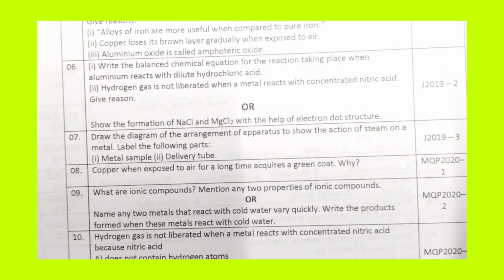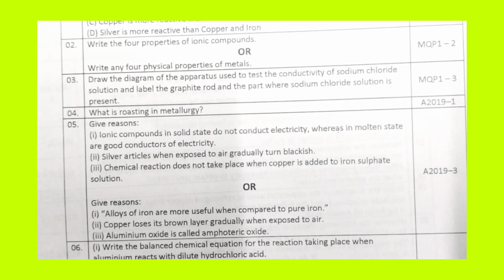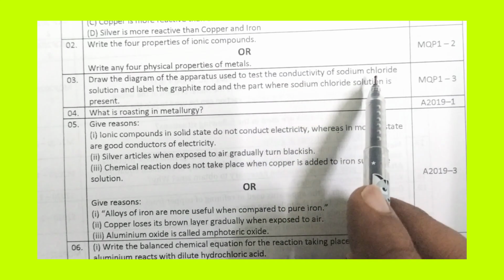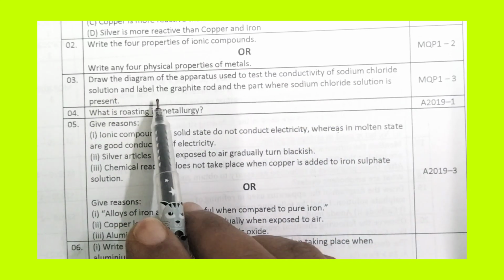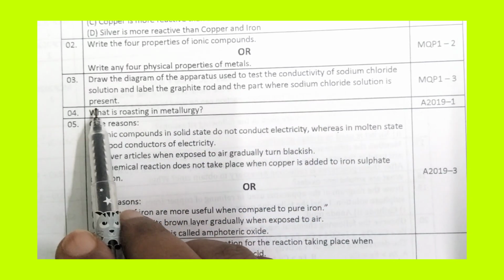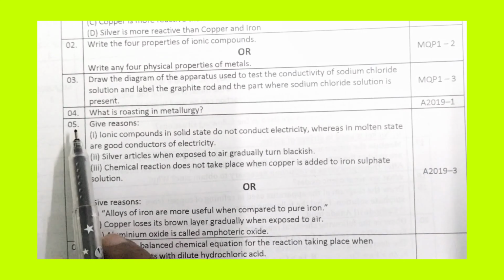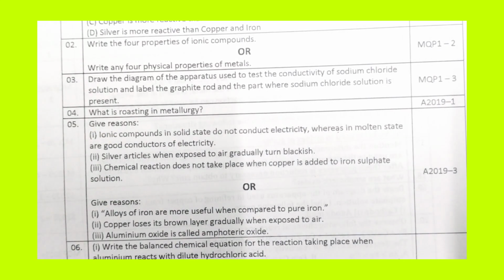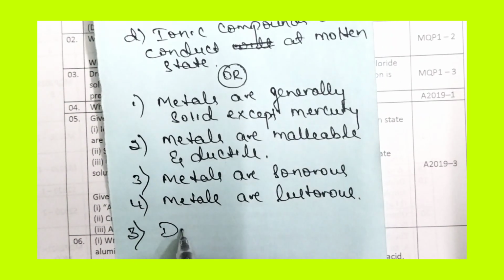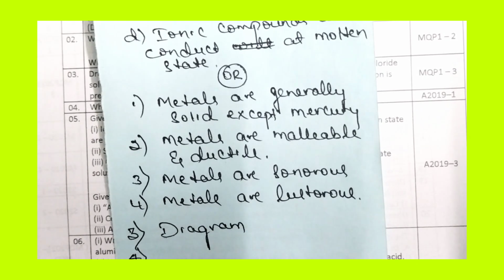The third question is to draw the diagram of the apparatus used to test the conductivity of sodium chloride solution and label the graphite and the part where sodium chloride solution is present. So this is the diagram part. Now let us move to the fourth question.